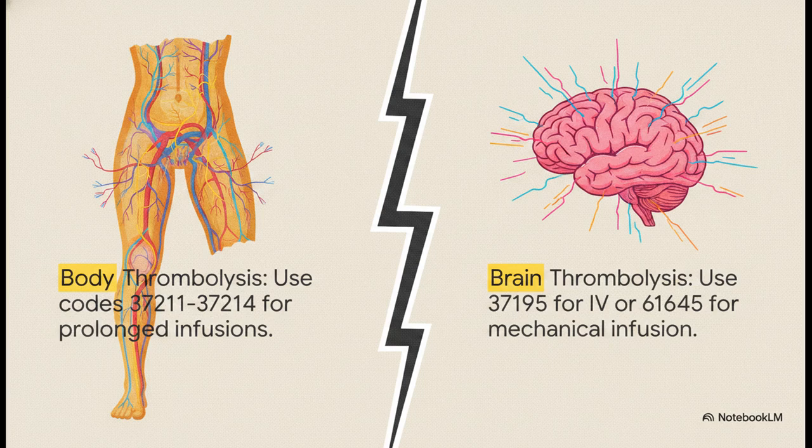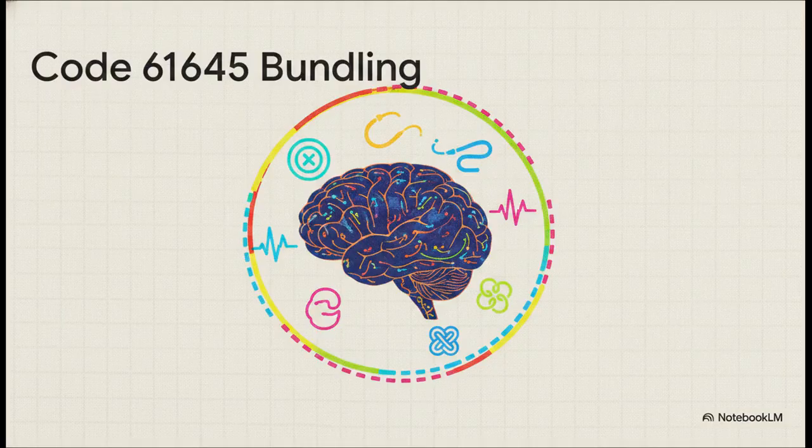If it's a cerebral IV infusion, which is typically started down in the ER for a stroke, you use 37195. But if it's an intracranial mechanical thrombectomy or a targeted catheter infusion, you use code 61645. And here is why 61645 is so drastically different from our body codes.